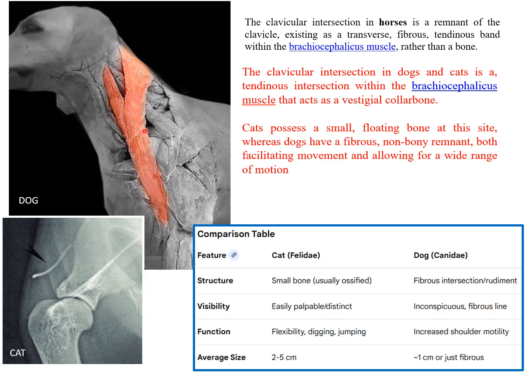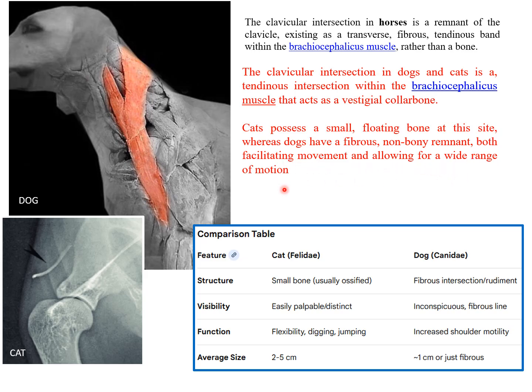But in most species, they exist as a transverse fibrous tendinous band. Okay, except in the cats where it exists as a real slender bone. Clavicular intersection in dogs and cats is a tendinous intersection within brachiocephalicus muscle that acts as a vestigial collarbone. Cats possess a small floating bone at this site, whereas dogs have a fibrous non-bony remnant, both facilitating movement and allowing for a wide range of motion.